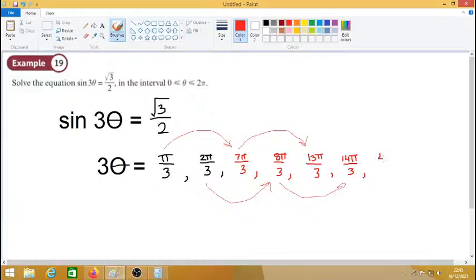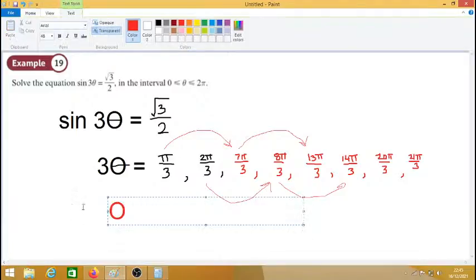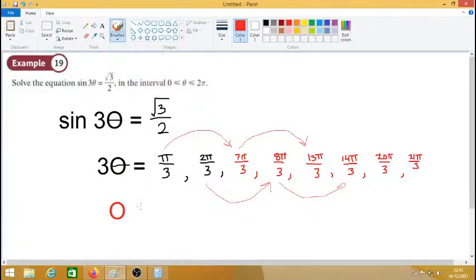And then I'll just finish it off with 20 pi over 3 and 21 pi over 3. I've probably gone too much, but it's better to go too much than too little. So now we understand, we look back and we think, all these answers are for 3 theta, but I just want the answer for theta. So I'm going to divide everything by 3 to get it down to theta. So each answer gets divided by 3.